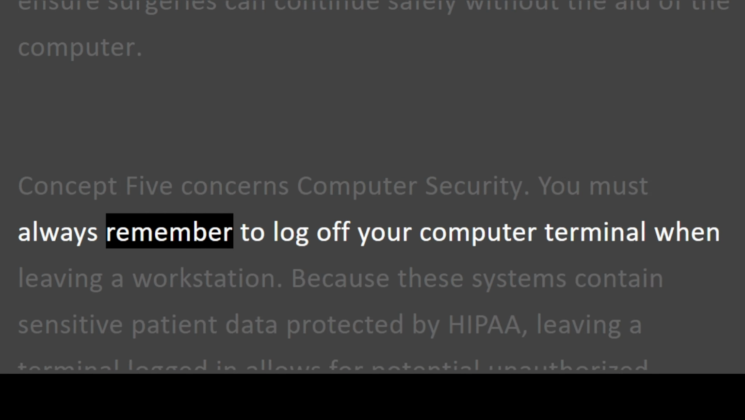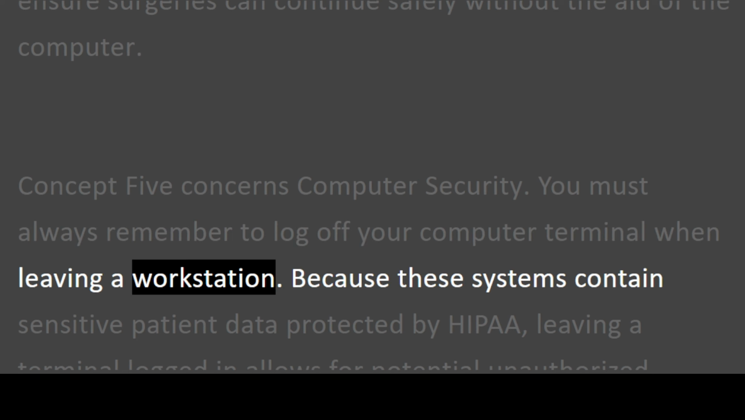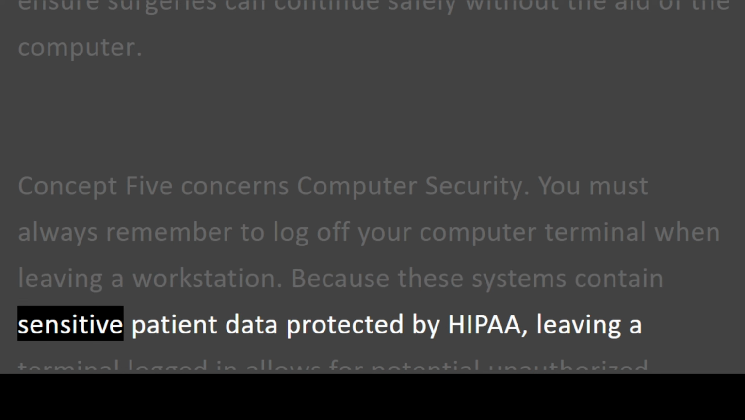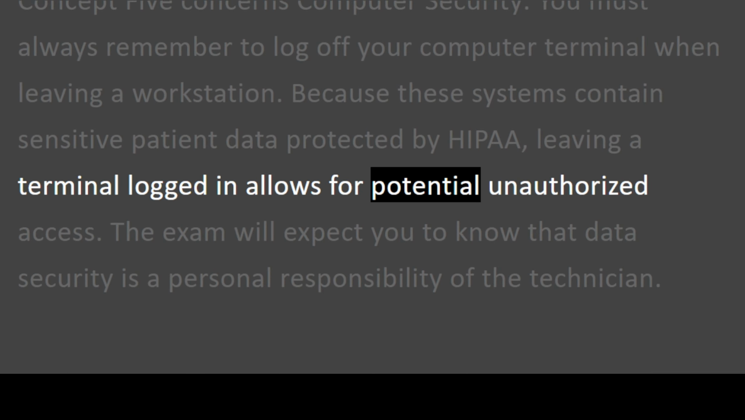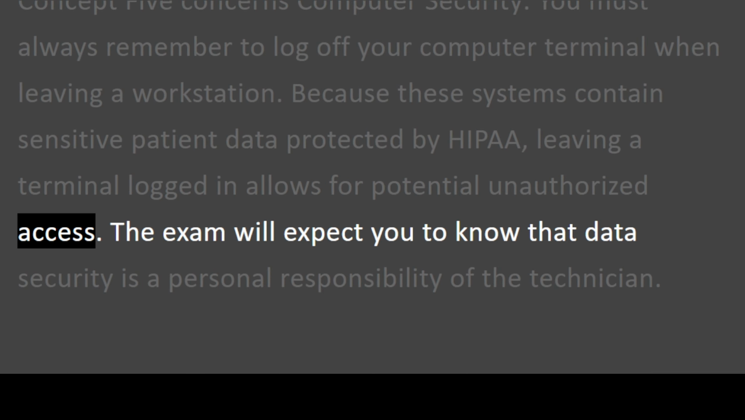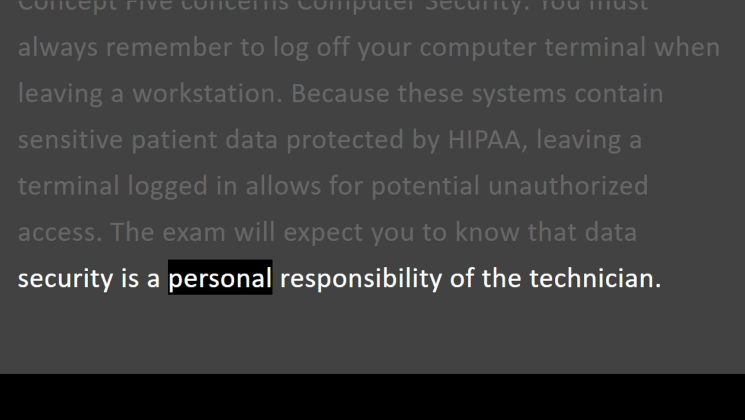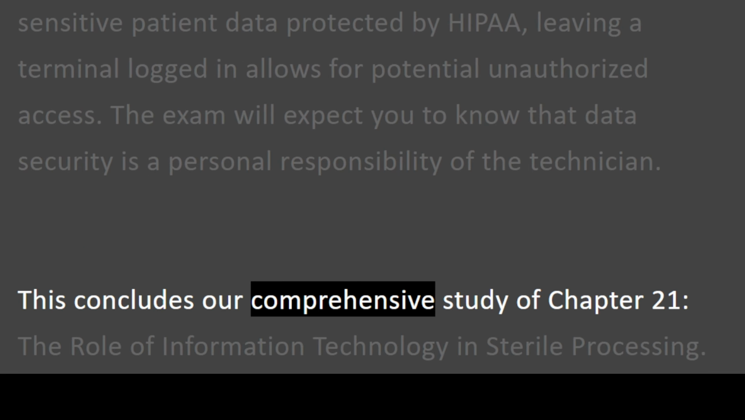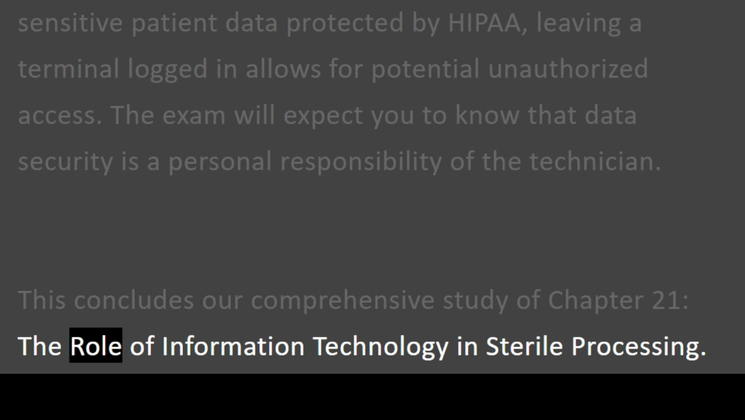Concept 5 concerns computer security. You must always remember to log off your computer terminal when leaving a workstation. Because these systems contain sensitive patient data protected by HIPAA, leaving a terminal logged in allows for potential unauthorized access. The exam will expect you to know that data security is a personal responsibility of the technician. This concludes our comprehensive study of Chapter 21, the role of information technology in sterile processing.